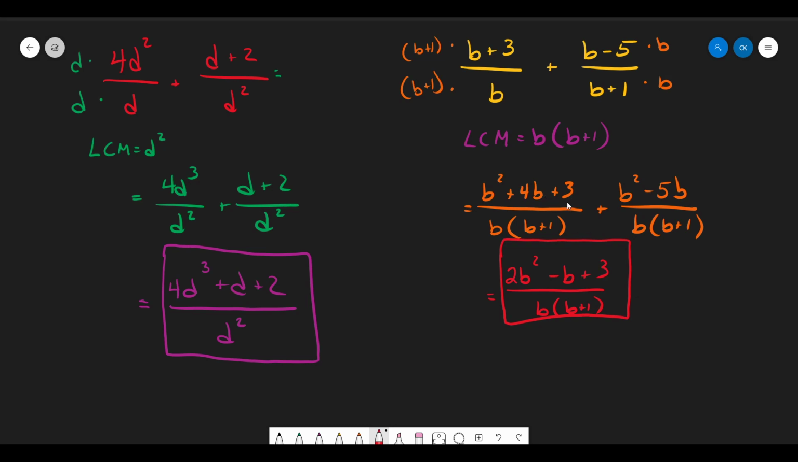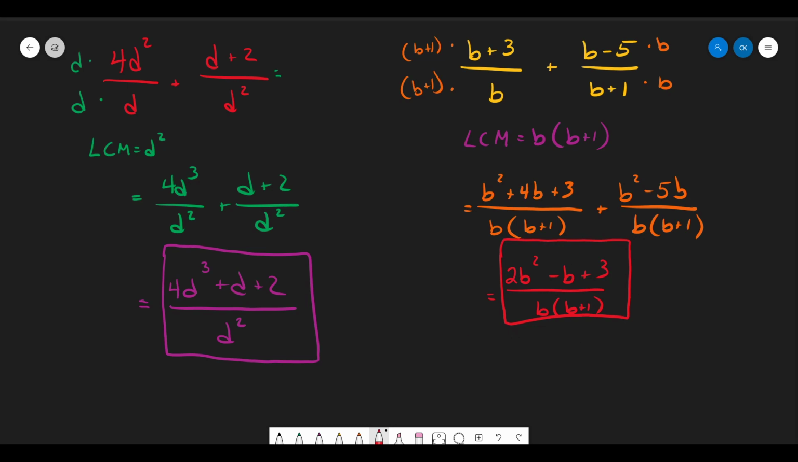Now I get to add b squared plus b squared. That's going to be 2b squared. 4b plus negative 5b. That's going to give me a negative 1b, or just negative b. And then 3 plus nothing is just 3. My numerator cannot be simplified, so this is just going to be my final answer.